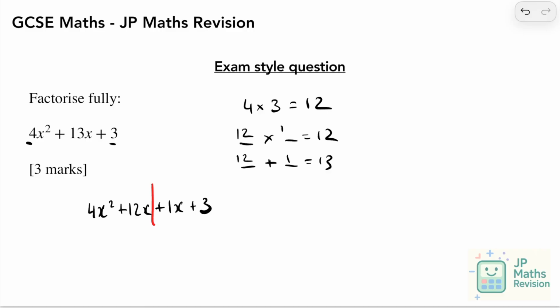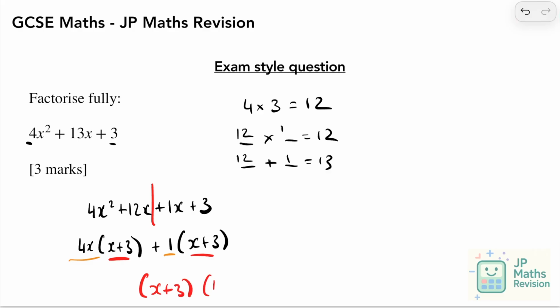Then we're going to split it down the middle. And then we're going to write it as 4x bracket x plus 3 plus 1 bracket x plus 3, so that's what you get when you factorise both halves. And then finally you can see the factors appear, so we end up with x plus 3 in one bracket and 4x plus 1 in the other bracket.